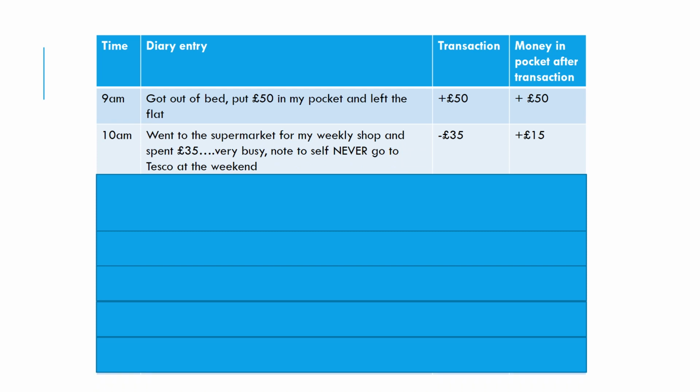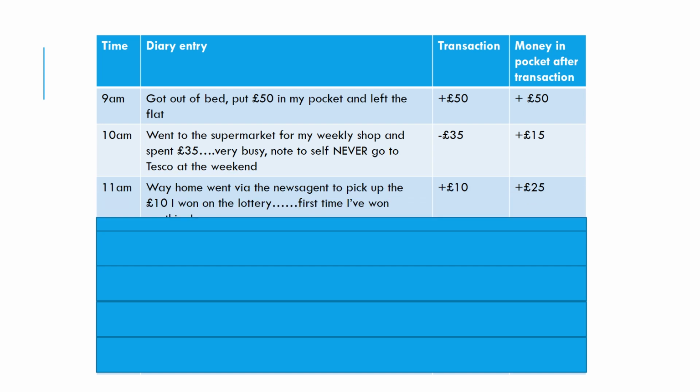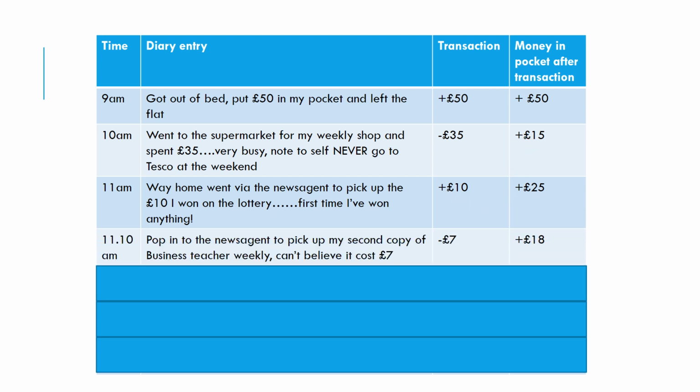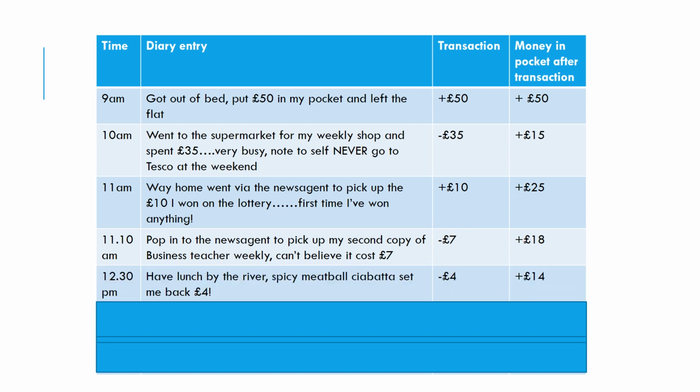I went to the supermarket next and spent £35. So I'd have £15 left in my pocket after that event. The £10 from the lottery would have been plus £10. So that would be added to the 15. So I'd have £25 in my pocket. The copy of Business Teacher magazine would be minus 7. So that would leave me with £18 in my pocket.